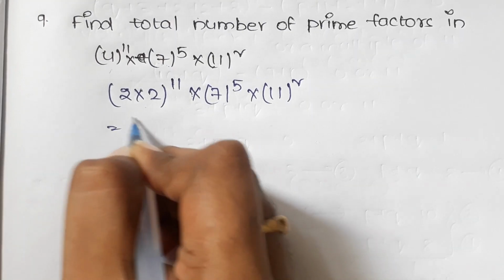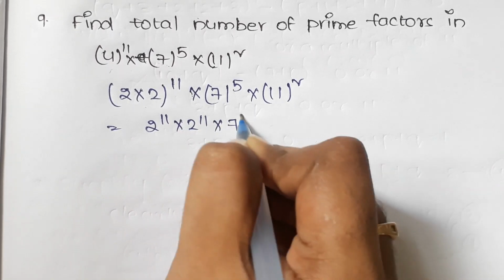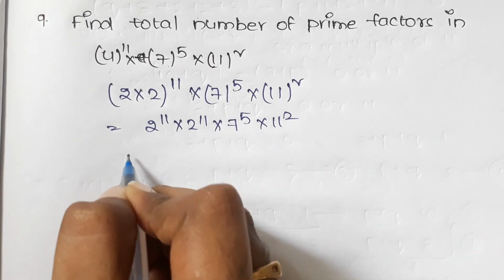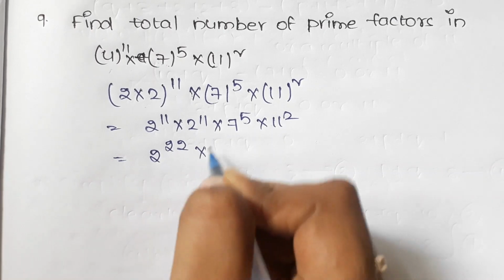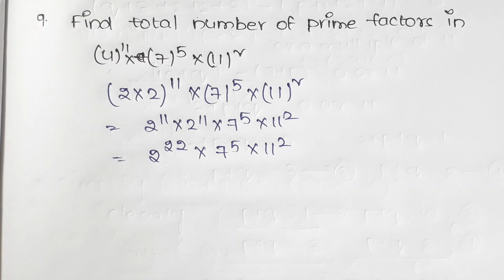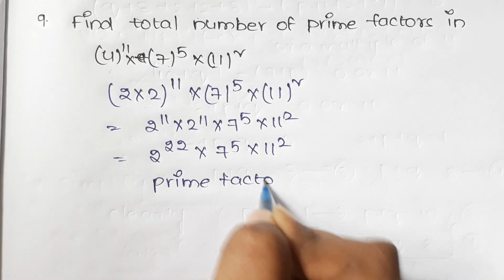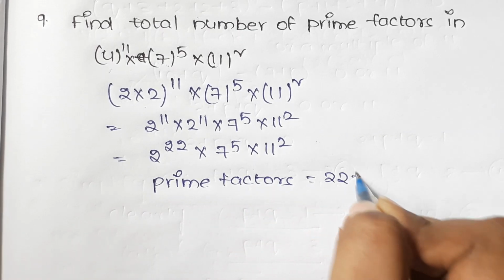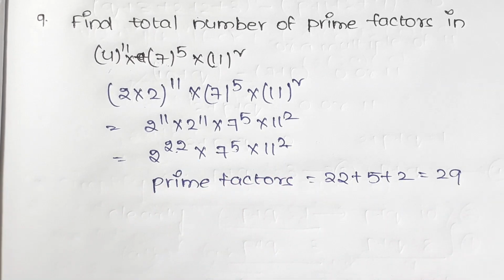And now this can be written as 2 power 11 into 2 power 11 into 7 power 5 into 11 power 2. That equals, it can be written as 2 power 22, 7 power 5 into 11 power 2. And now the required total number of prime factors is 22 plus 5 plus 2, that equals 29. The total number of prime factors is 29.